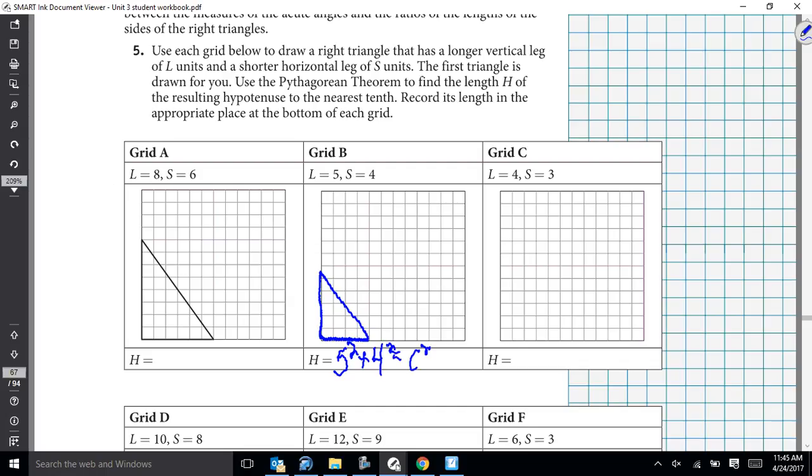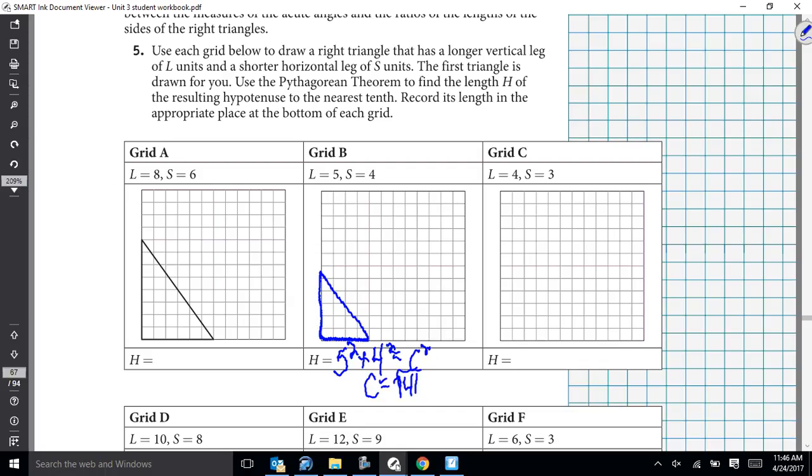All right, so that equals c squared. So we have 25 plus 16. It's 41. So we got 41, so square root of 41. Just leave it. So c equals square root of 41.